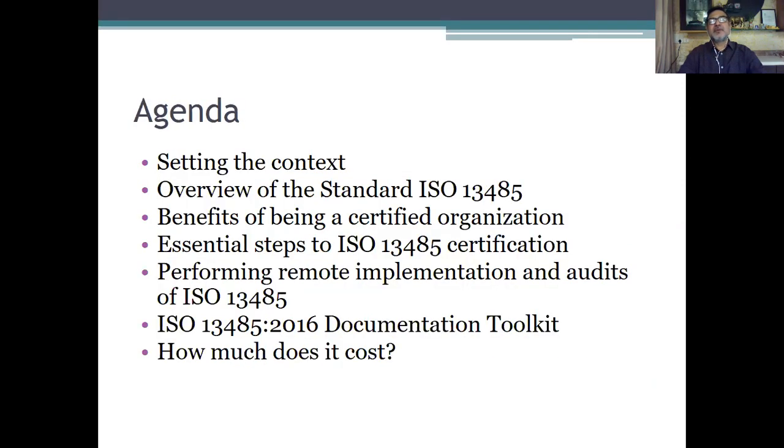The agenda of this webinar is going to be setting the context, overview of the standard ISO 13485, benefits of being a certified organization, essential steps to ISO 13485 certification, performing remote implementation and audits of ISO 13485, ISO 13485 2016 documentation toolkit, and also we will see how much it is going to cost us.